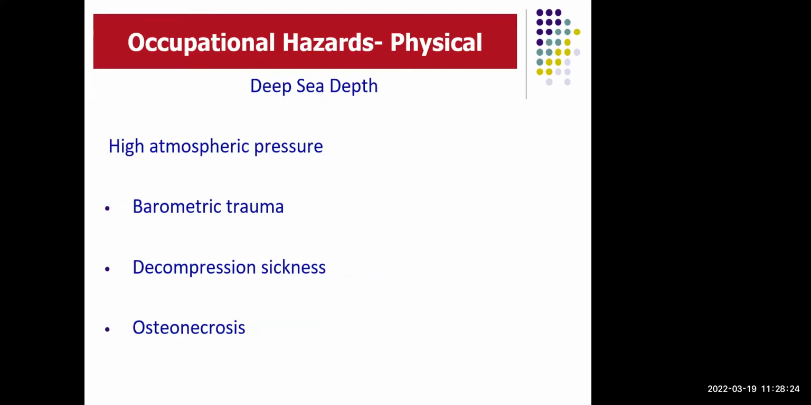The reverse thing happens when you go down into the sea. Like sport divers, there's a high atmospheric pressure. When they go down, there's a whole column of water above them, and it causes high pressure. So it will cause barometric trauma and decompression sickness. That means your nitrogen dissolves at high pressure, and if you come up suddenly, the nitrogen converts into gas and blocks the blood vessels everywhere. It will cause problems like stroke and other things. Osteonecrosis: osteo is bone, necrosis is death. Some of the long and big bones may get affected.